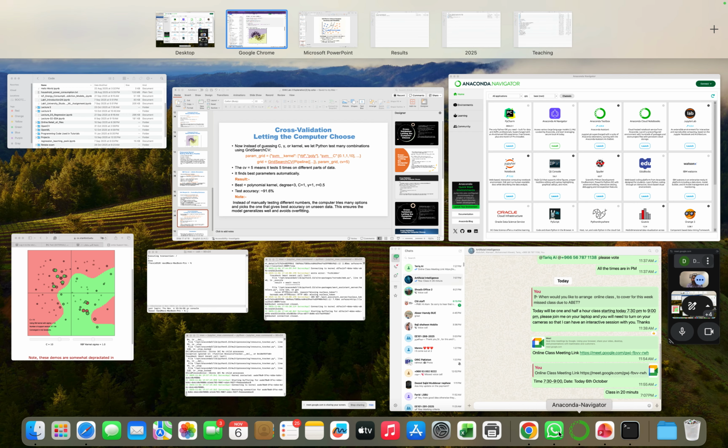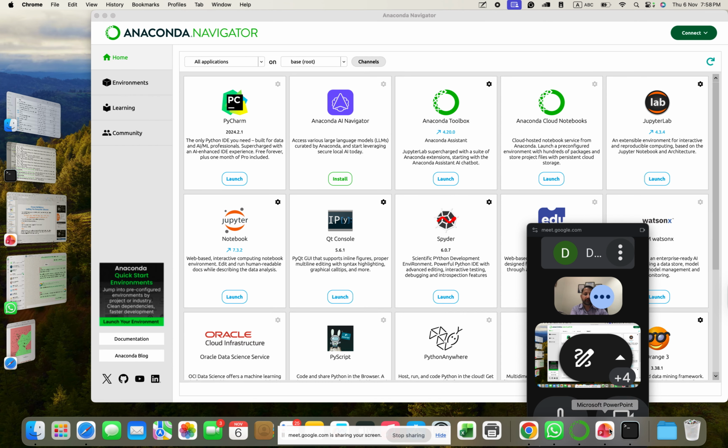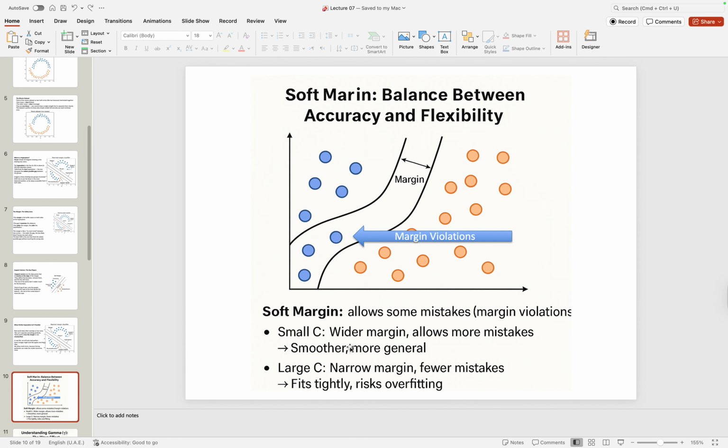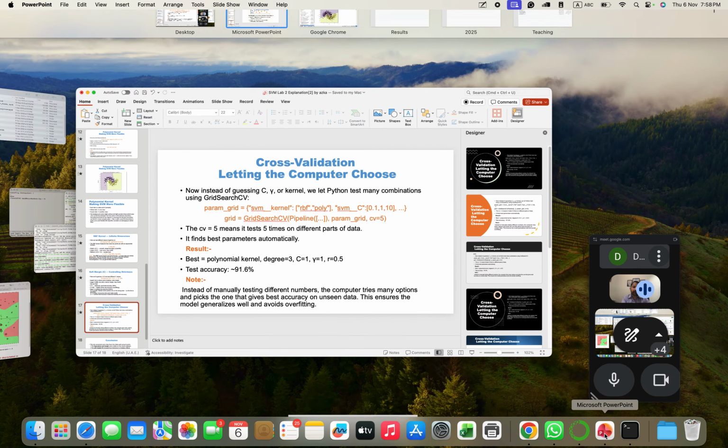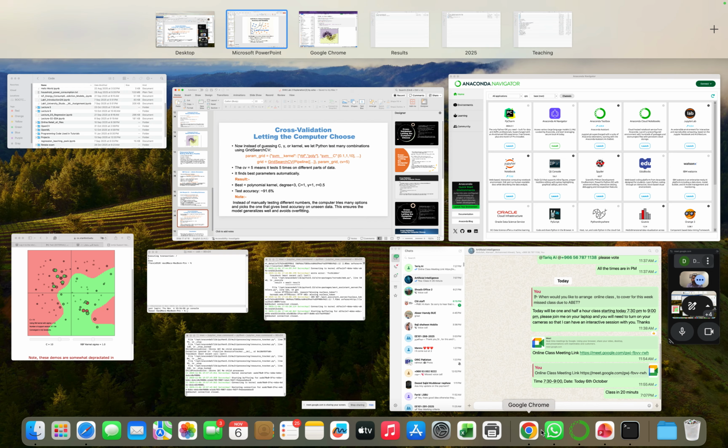So what did we say about C? The small C, wider margin, allows more mistakes, right? So we made the C small, so we saw the accuracy drop down because it allows more mistakes, right? You make it even bigger, it will show you even better. Now this one was about C.